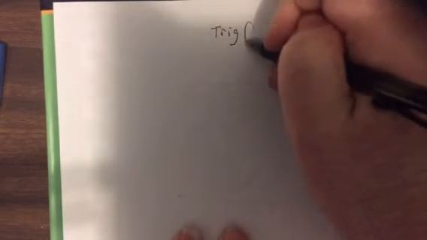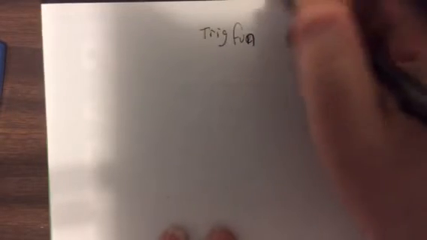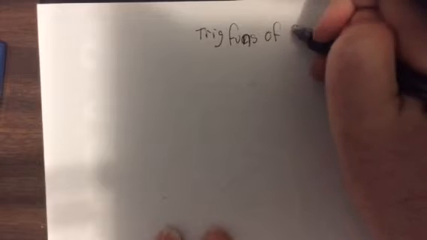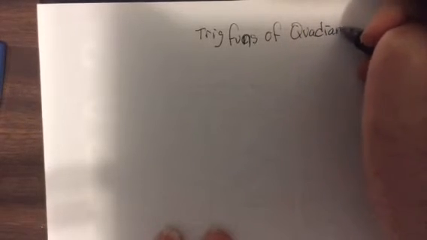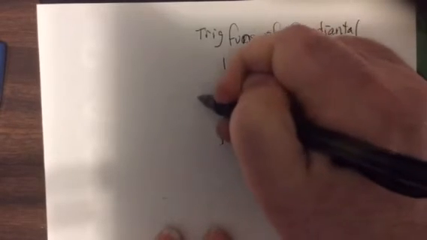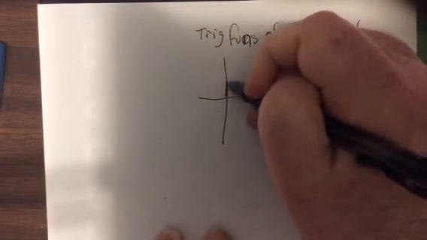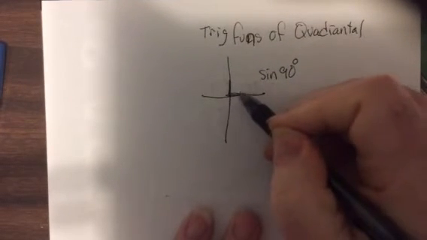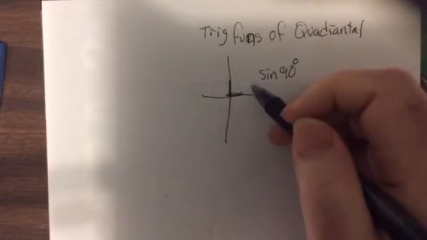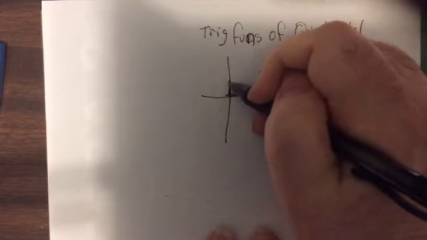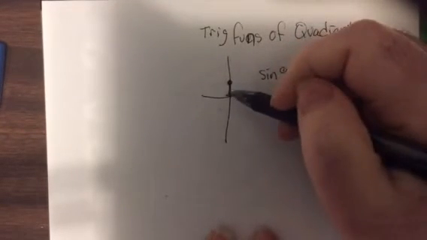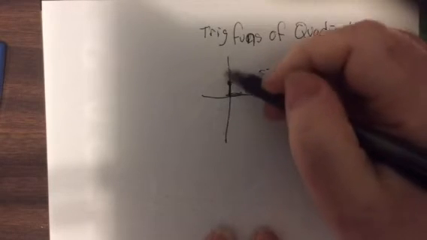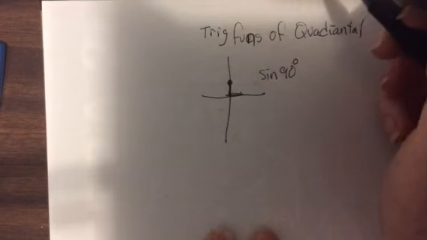Now, we can find the trig functions of quadrantal angles. Oops, I can't even spell functions anymore. So let's say I ask, what is the sine of 90 degrees? That's a quadrantal angle, because here's the initial side and the terminal side lies here. If we pick a point on the terminal side, we can find the trig functions. If it's not a quadrantal angle, not a multiple of 90, you can't do this. But if it is, we can.